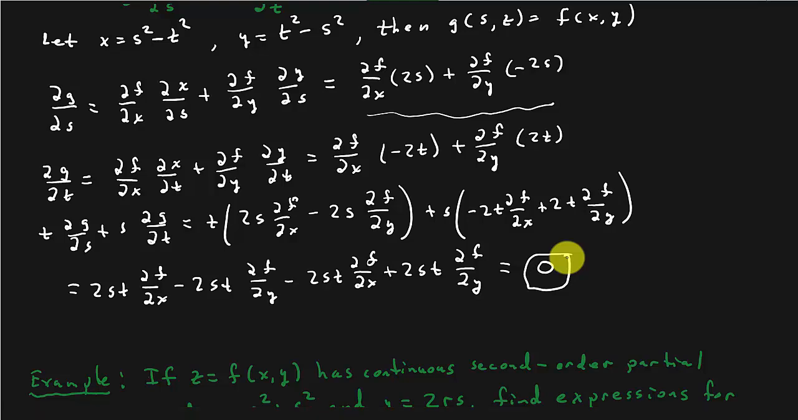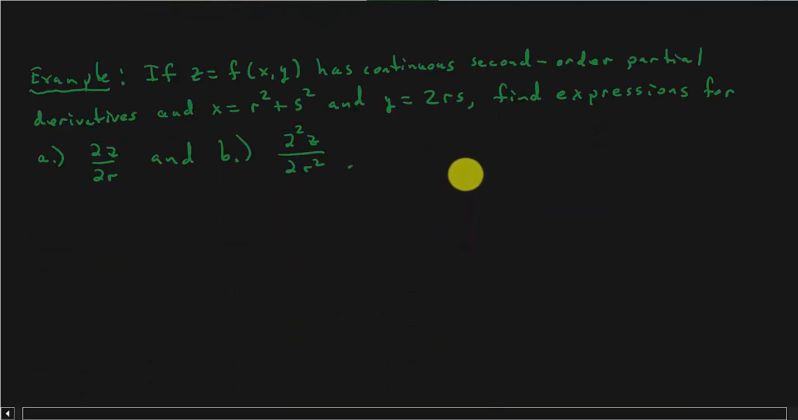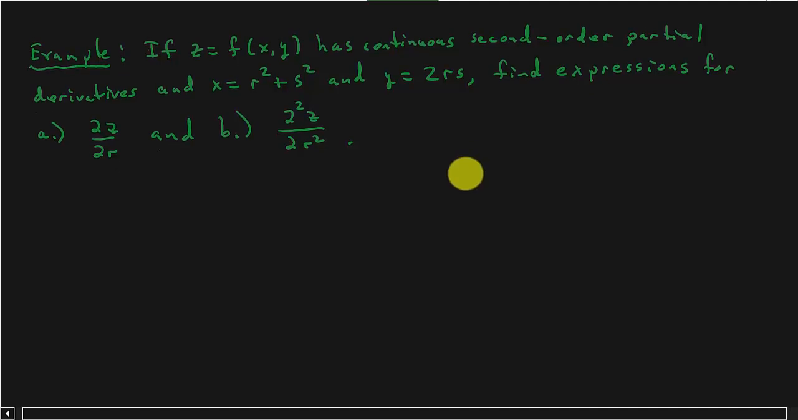Okay. All right, let's look at another one. It says if z is equal to f of xy has a continuous second order partial derivative, and x is equal to r squared plus s squared, and y is equal to 2rs, find expressions for partial z with respect to r and the second partial of z with respect to r. All right, so let's see what we have here. All right, so let's look at the partial of z with respect to r.